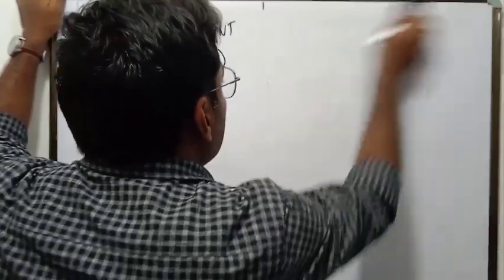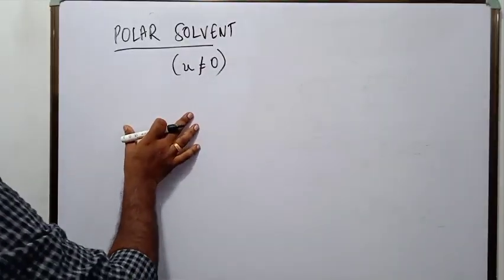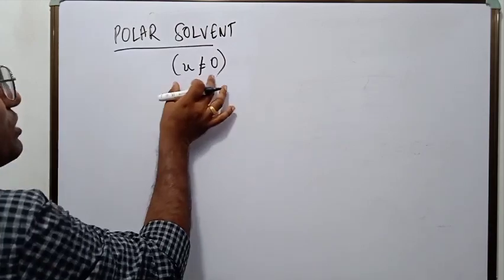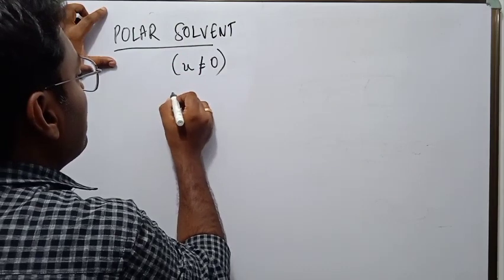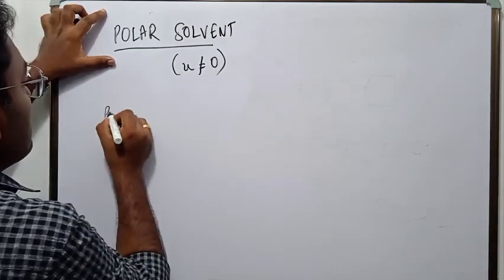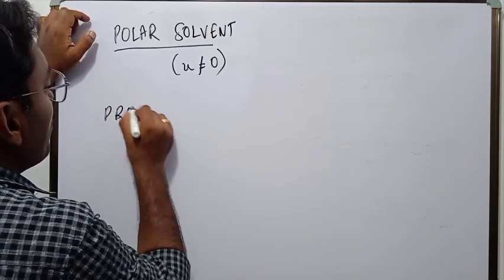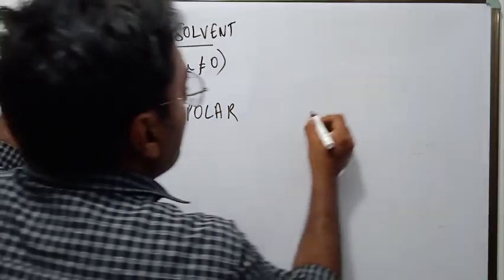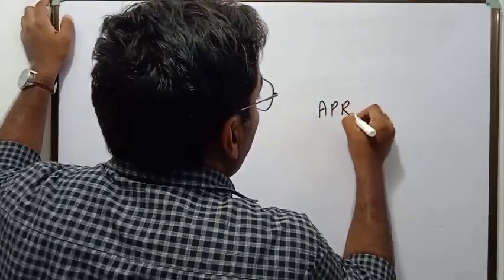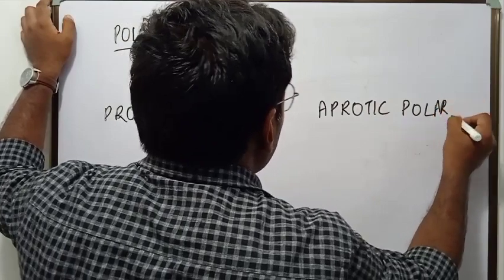Let us now study what is polar solvent. Polar solvent has charge separation. There is a dipole which is not equal to 0. Polar solvents are subdivided into two. One is protic polar solvent, and the other one is aprotic polar solvent.